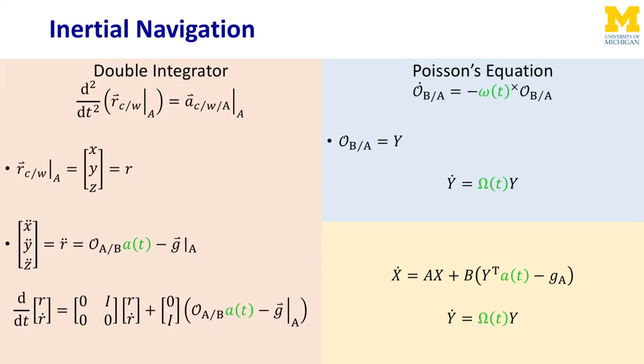So let's start with the double integrator. This is a very simple double integrator. I'm going to use some notation. I'm going to say that the position in the A frame is simply R, and it's a 3x1 vector, and its components are X, Y, Z. So the X component, Y component, and Z component of the position. So what this equation is saying, this and this guy combined is simply this equation.